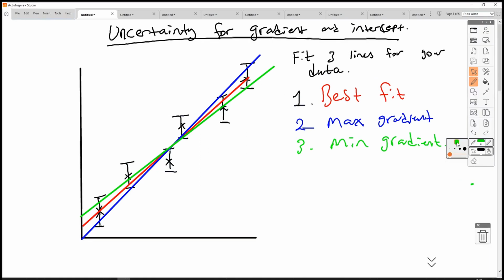Now with those 3 lines, we get 3 different gradients. We've got the best fit gradient, the maximum gradient, the minimum gradient. With that, we get 3 different intercepts. We've got the best intercept, then we've got the minimum intercept, which is the blue line, and then we've got the maximum intercept, which is the green line.